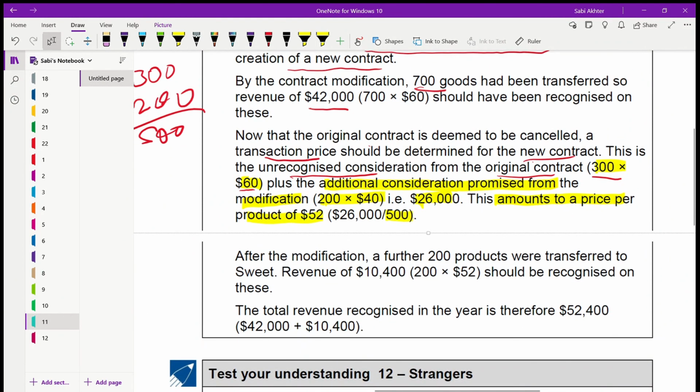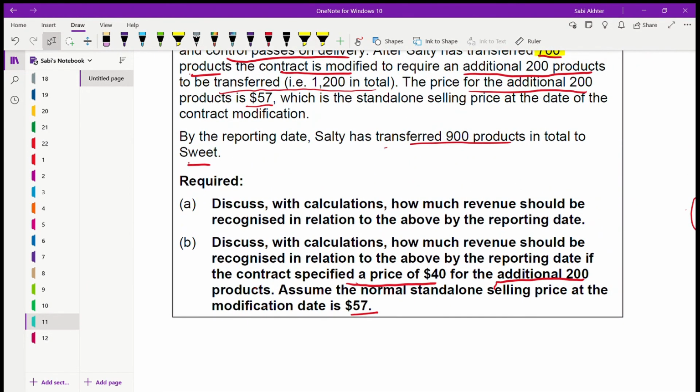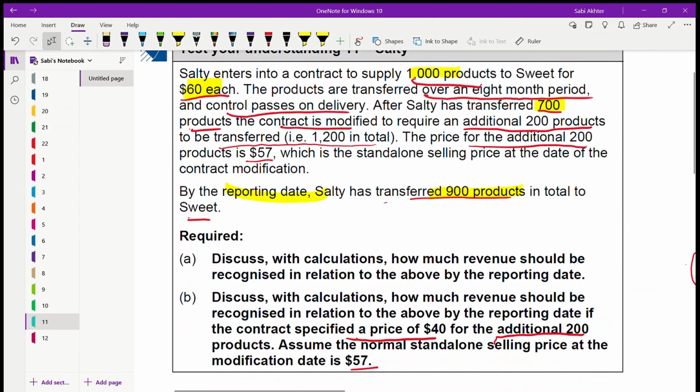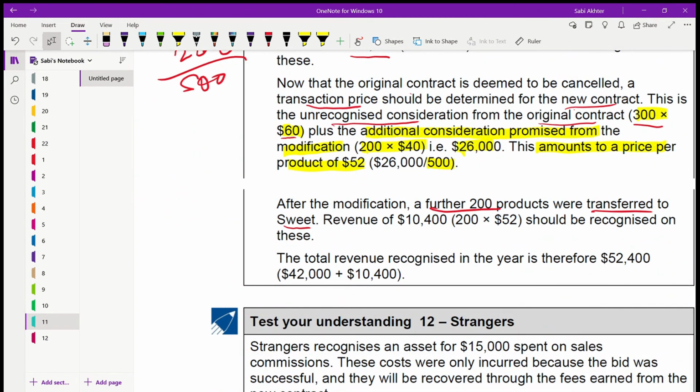Now we are going by after the modification. So after the modification, a further 200 products were transferred to Suite. Right? Here they have told they transferred 900 by the reporting date. By the reporting date, 900 products. That means 700 from the original and 200 this additional product, so 700 plus 200 gives you 900. You understanding? So that means 200 also you have transferred. So after the modification, this 200 products were also transferred to Suite.